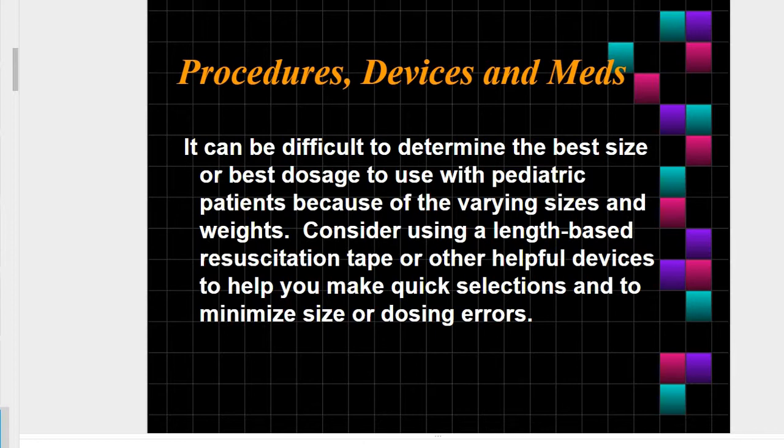It's very difficult sometimes to decide quickly in a critical situation what is the best size of something or the best dosage of medication to administer to a pediatric patient, because a 2-year-old is going to need different equipment or dosages than a 6-year-old than a 12-year-old. So consider using a length-based resuscitation tape or some other helpful devices that are out there to help you make quick selections and also to keep you from making size and dosing errors.